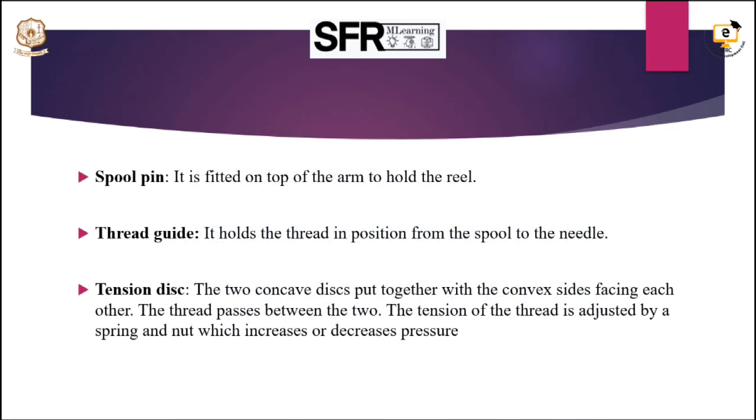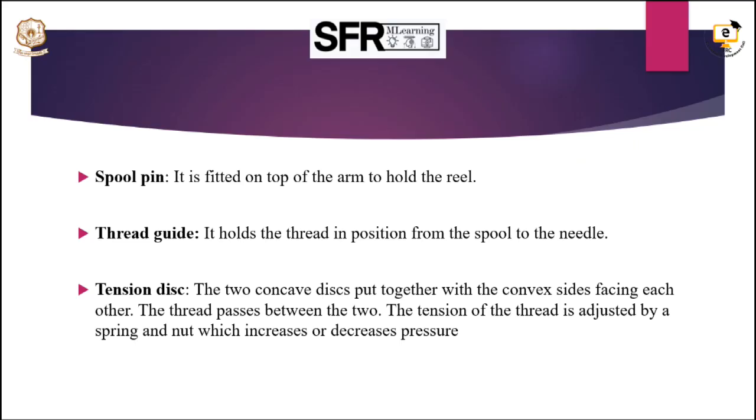The first one is the spool pin. It is fitted on top of the arm to hold the reel. And then the second one is the thread guide. It holds the thread in position from the spool to the needle. So that is called the thread guide.